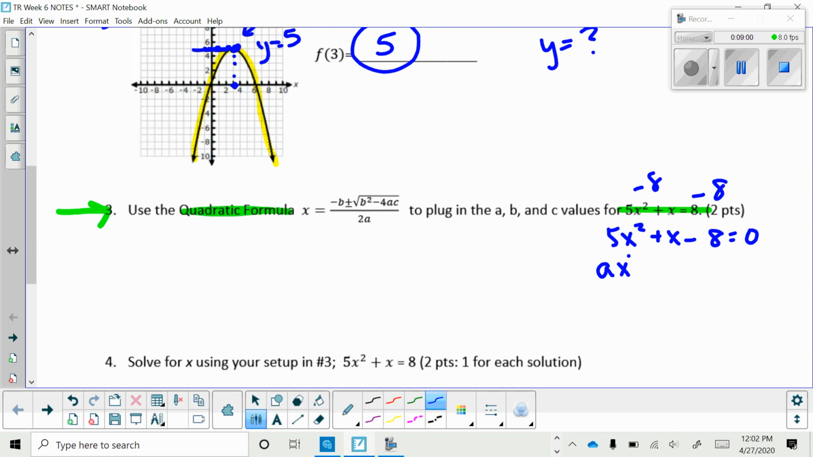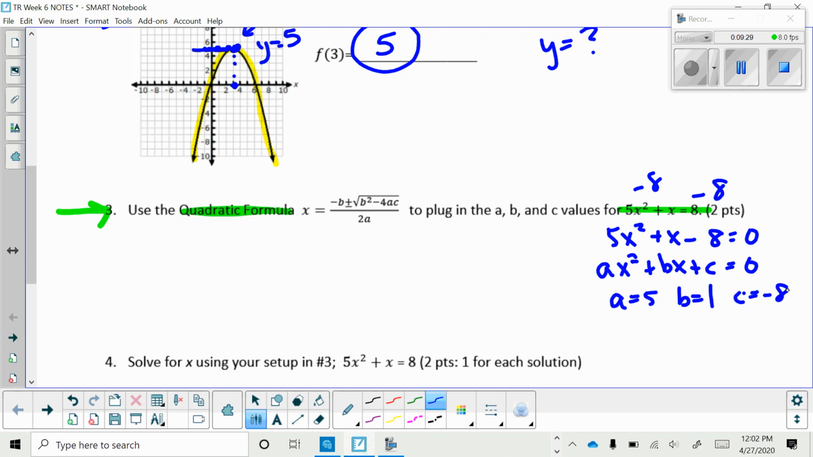This is the general standard form, ax squared plus bx plus c equals 0. So once it's in this form, we can figure out what a, b, and c are. It's the coefficients. So you can tell that a is 5, b is the number in front of x. I don't see a number in front of x, so I know that it's 1. And c is your constant at the end, it's -8.